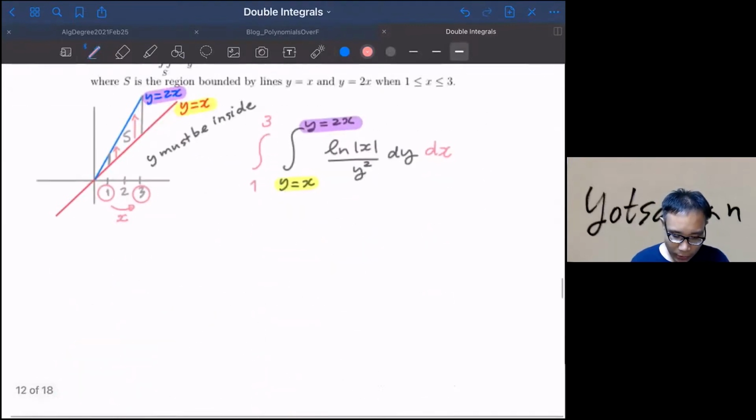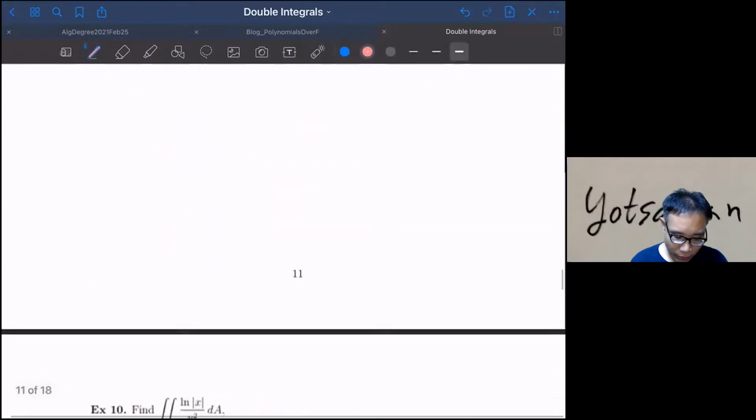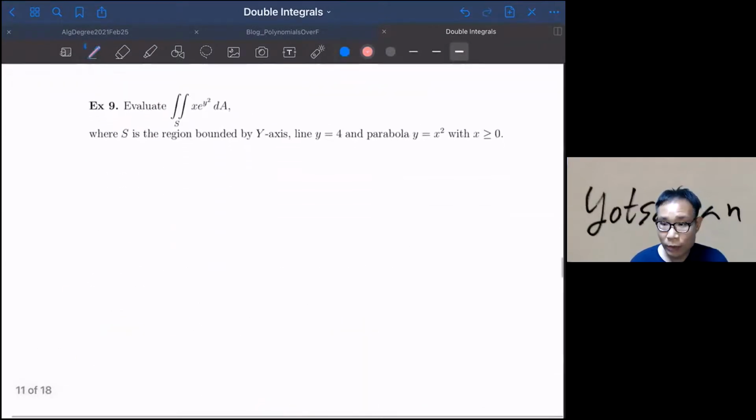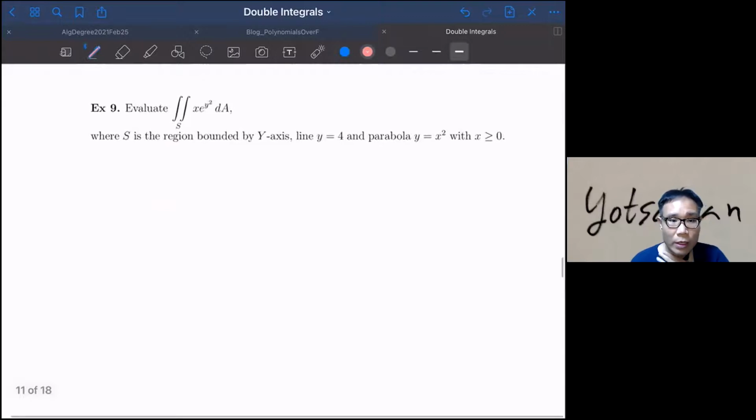Let's go back to example 9. That is going to be our final example for this clip. So we would like to evaluate this integral. You have the integral over S of x e to the y squared dA. So you now have to make the decision for dA. dA can be dx dy or dA can be dy dx.